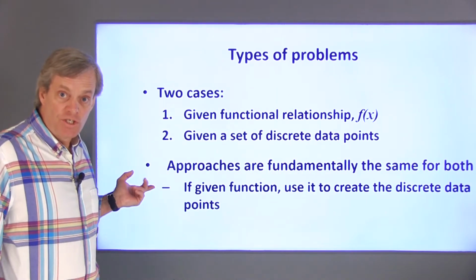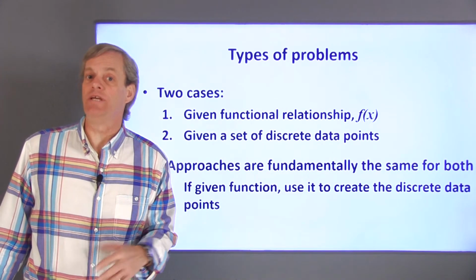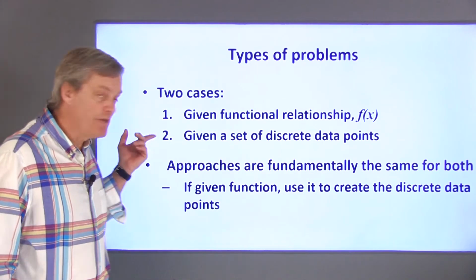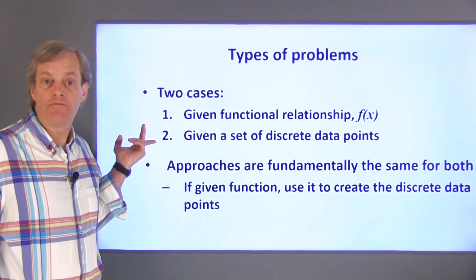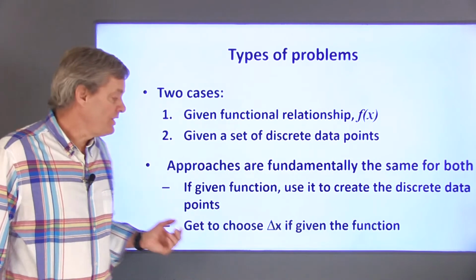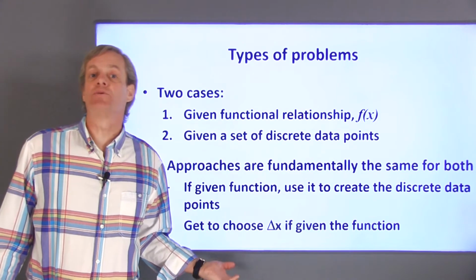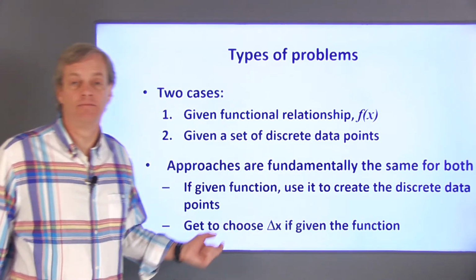If we're given a functional relationship, we can evaluate the function to determine the values we need in our approximation of a derivative. If we're given a set of discrete data points, we already have the values to plug into the equation for the derivative. The only difference is that if we have a functional relationship, we can generate the numbers that we need for any arbitrary value of delta x.